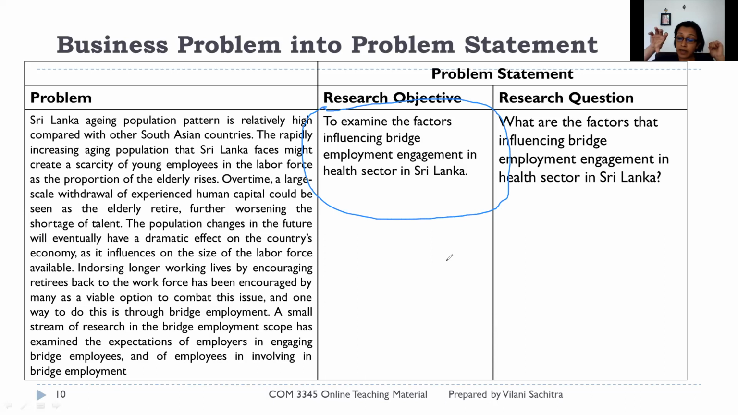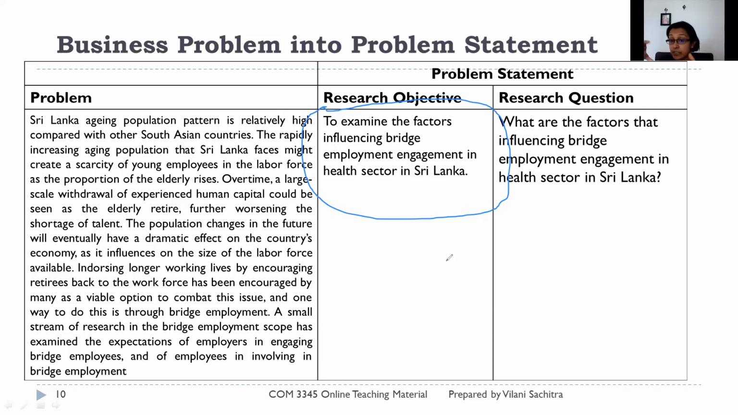Now, in this study, we are not going to address everything about bridge employment, right? We are not going to touch all the things in bridge employment. We try to investigate what factors influence the aging population or retired employees to come back and work again, specifically in the health sector in Sri Lanka.